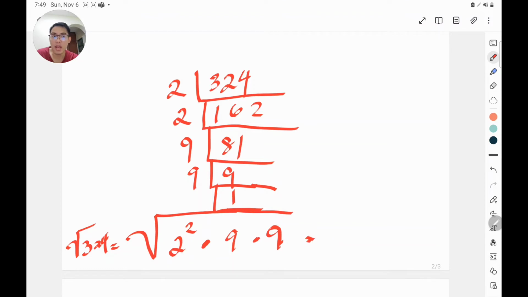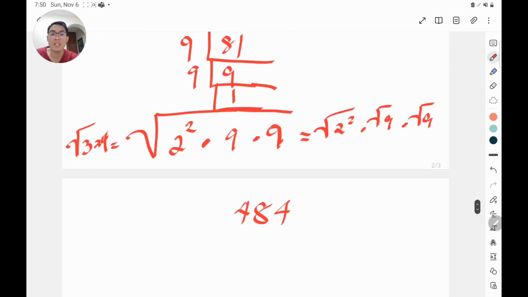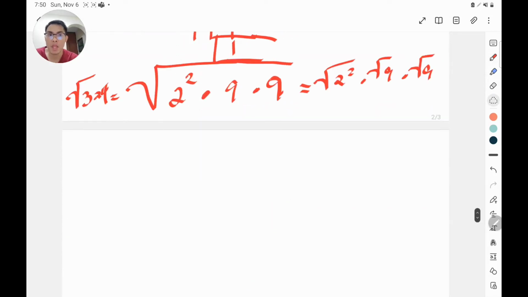And we both know that inside the square root, if they are being multiplied, we can separate them. So we have 2 squared times the square root of 9 times the square root of 9. So we have the square root of 2 squared, that is equal to 4, right? Times the square root of 9 times the square root of 9.